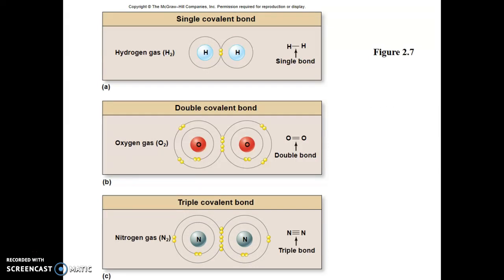So here you can see hydrogen gas forms a single covalent bond right there. Here's a double covalent bond between oxygen atoms when it forms oxygen gas. So it's sharing electrons. Here we have nitrogen gas sharing electrons again. Nitrogen would be harder to break apart than hydrogen.